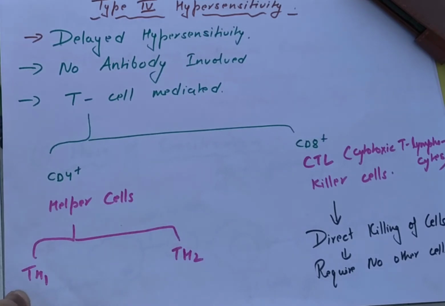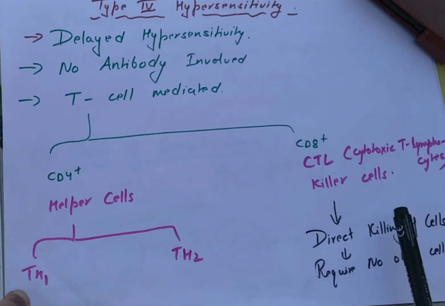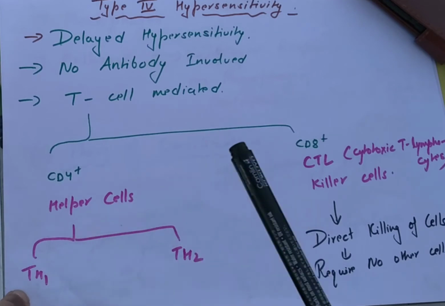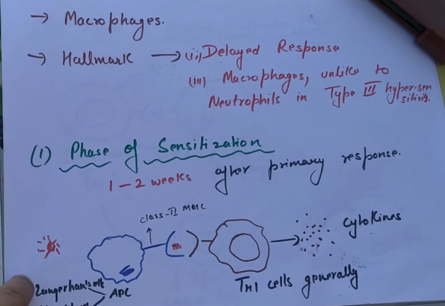The other set of T cells involved in type 4 hypersensitive reactions are called helper cells. These are CD4 positive cells, and the two subpopulations of helper cells are Th1 and Th2. Both killer cells, TC cells, and Th cells can mediate type 4 hypersensitivity, but generally Th cells mediate it, and in very few cases we find TC cells involved. So type 4 is Th mediated.